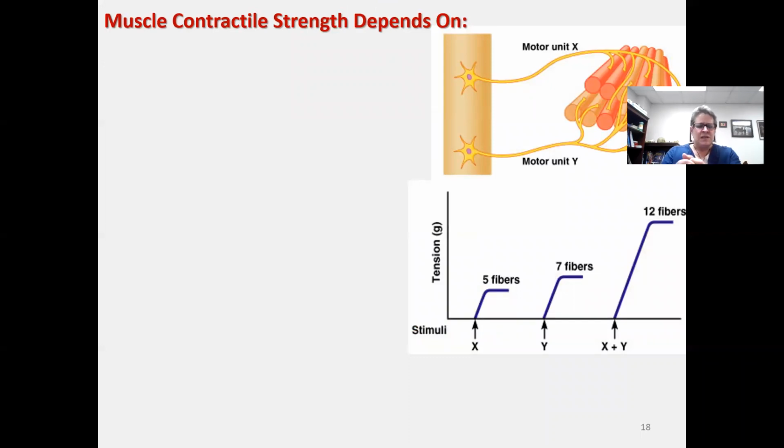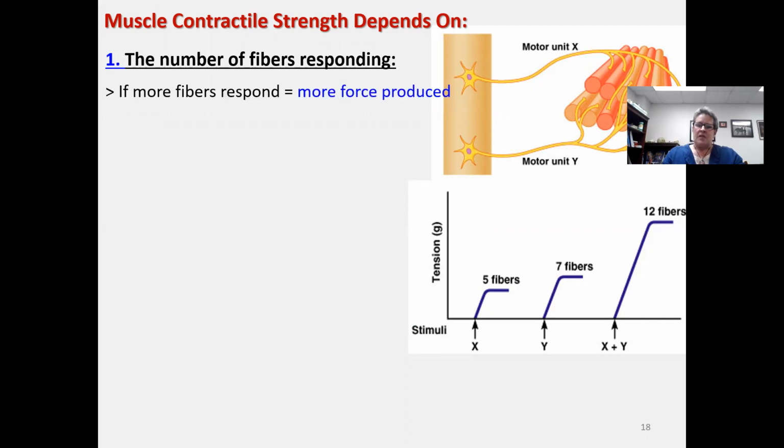Okay, so let's continue looking at muscle contractile strength based on something similar we were just talking about. The more fibers that respond, the more force is produced. Okay, so if we look down here, motor unit Y connects to 7 fibers. It's going to produce more force if you look at the graph on the x-axis here and the y-axis compared to motor unit X, which is connected to only 5 fibers. So if we follow over to the tension, it's going to produce less force. Okay, so fewer fibers, less force is produced.